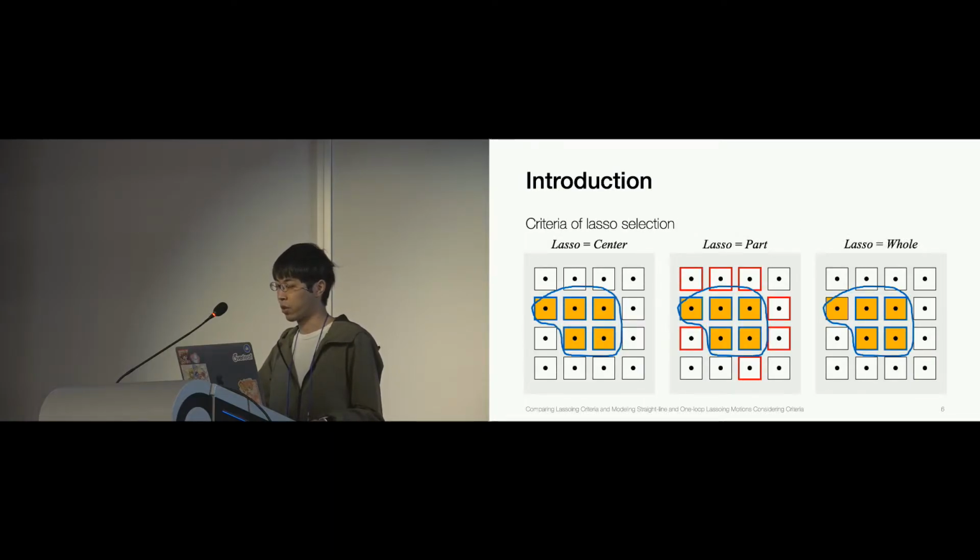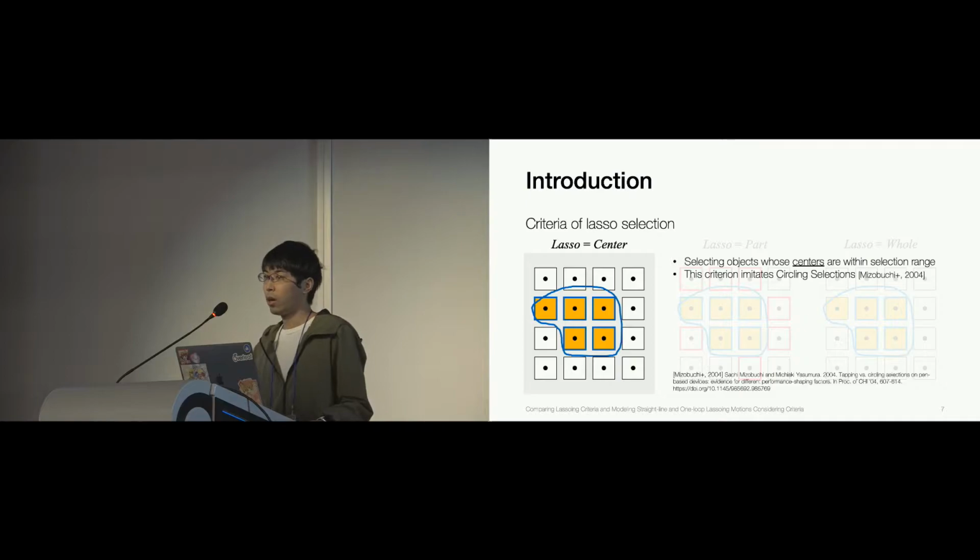Especially for the lasso selection, there are many criteria depending on applications. So even if users draw the same stroke, depending on the criteria, the selected objects are different. Suppose users would like to select only the 5 center yellow objects. First criterion is called center in this study. The center criterion selects objects whose center are within the selection range and succeeded in selecting only the yellow objects. This criterion imitates cycling selections.